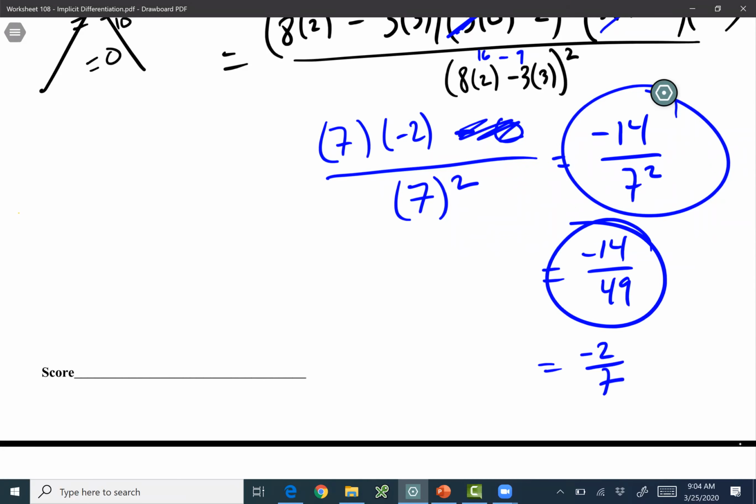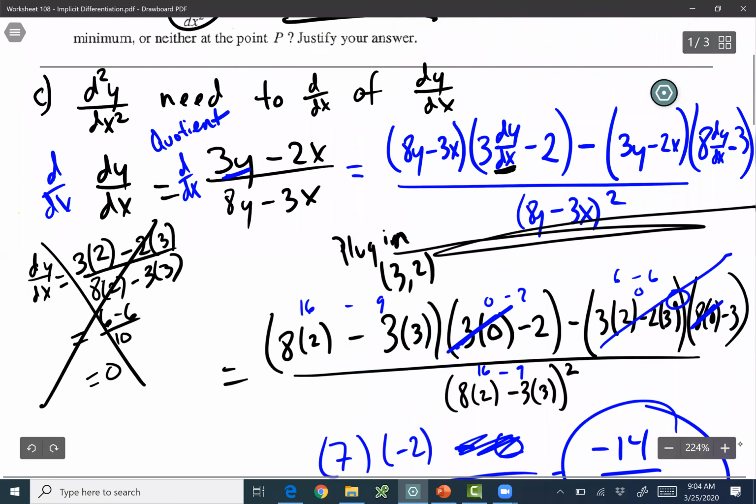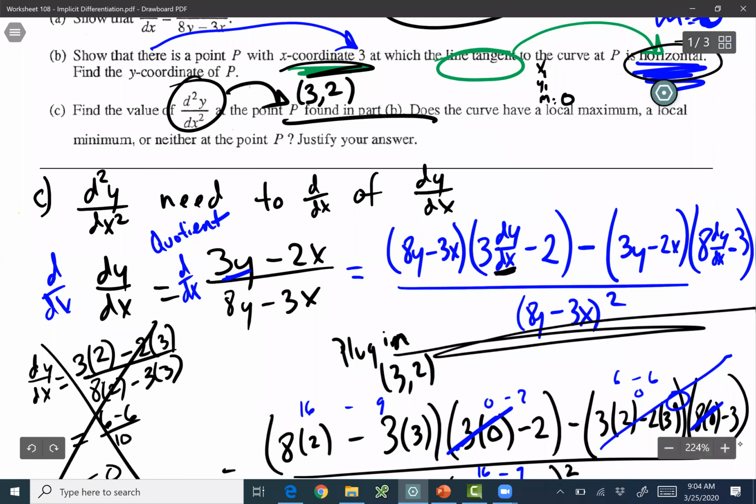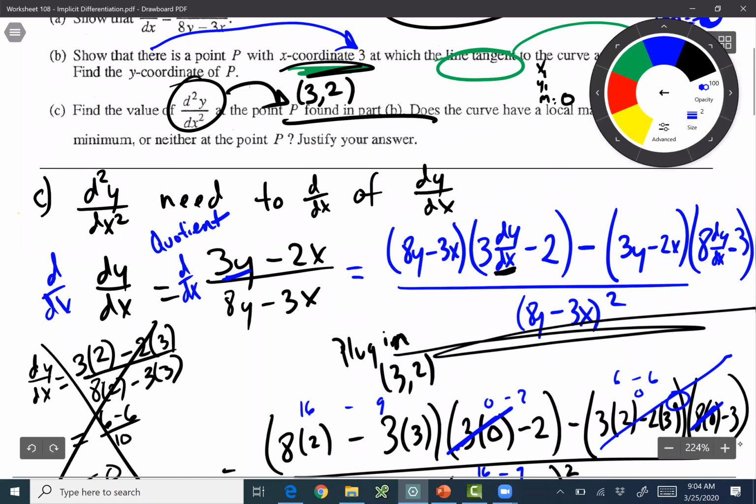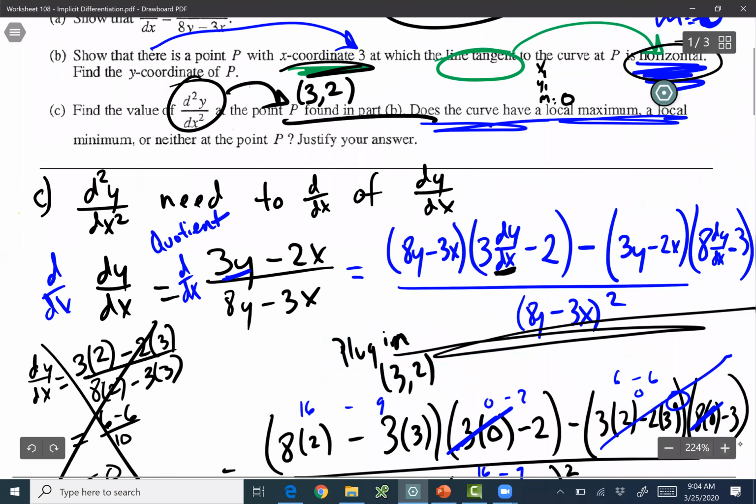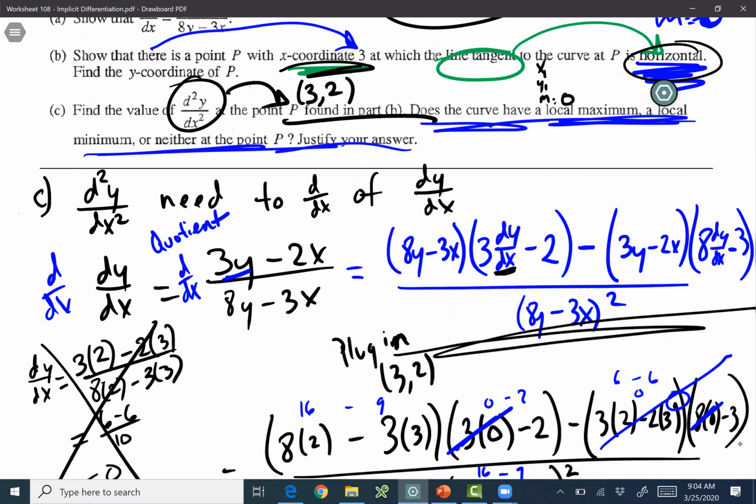Now, one thing I mentioned yesterday is after we do this, a lot of people stopped here. You actually didn't finish this question. So after we do this, let's go back and just make sure we reread it, right? And when we reread it, there is a second part of this question, which is, does the curve have a local maximum, a local minimum, or neither at point P?